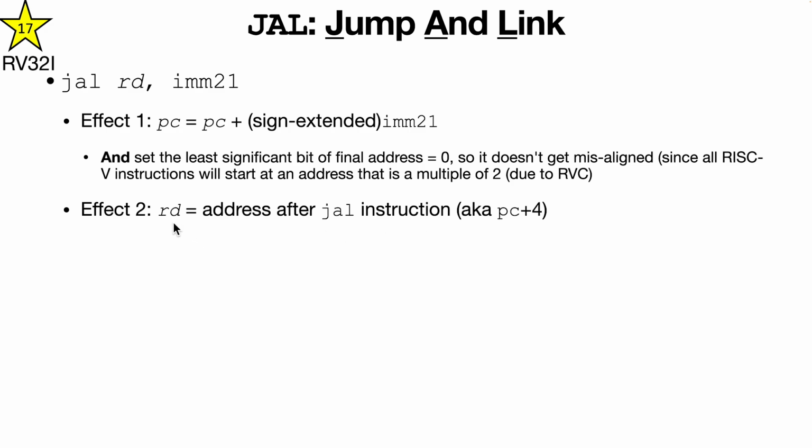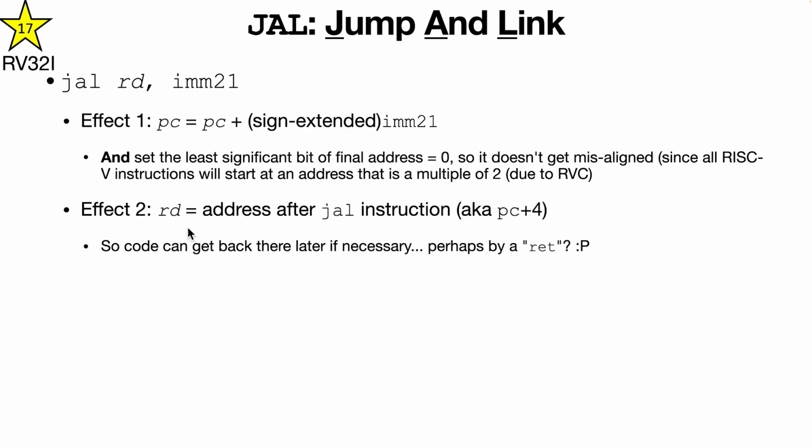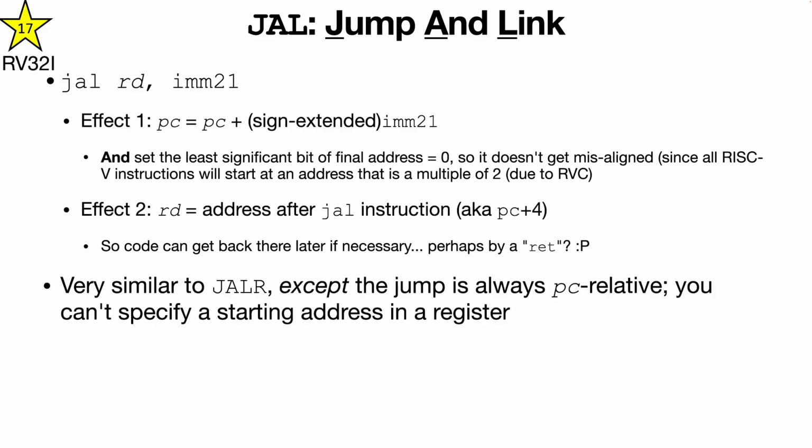PC plus 4 goes into the destination register, and more often than not, that's going to be RA, the return address register. It uses that for the same reason that something like jalr would, so that you can get back to the address after the jal, perhaps via a ret. So jal is sort of like a call, and then ret would be returning from the call back to a return address register that was set by the jal instruction. So jal is very similar to jalr, except that the jump is always PC relative. It is always implicit in this instruction that it is PC plus immediate, not some source register plus immediate.